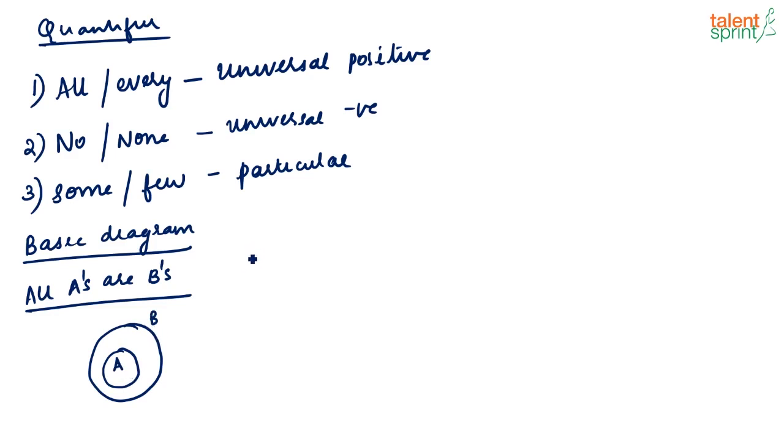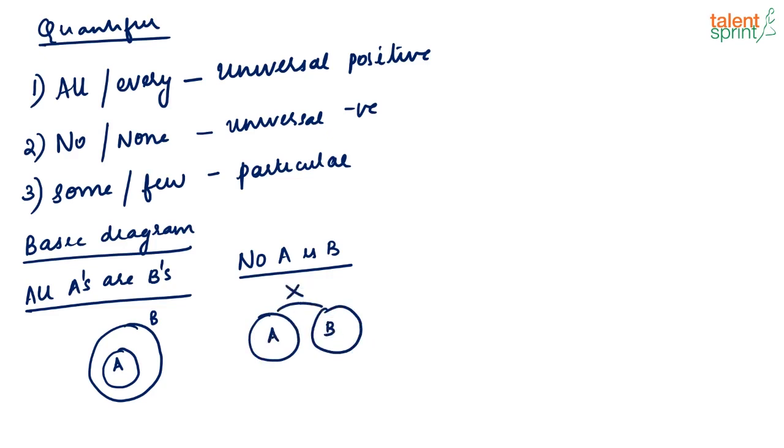Next you have no A is B. How will you represent this? No A is B. This statement will be represented like this, correct? There is one set A, there is a set B. No A is B means there is nothing in common between them.